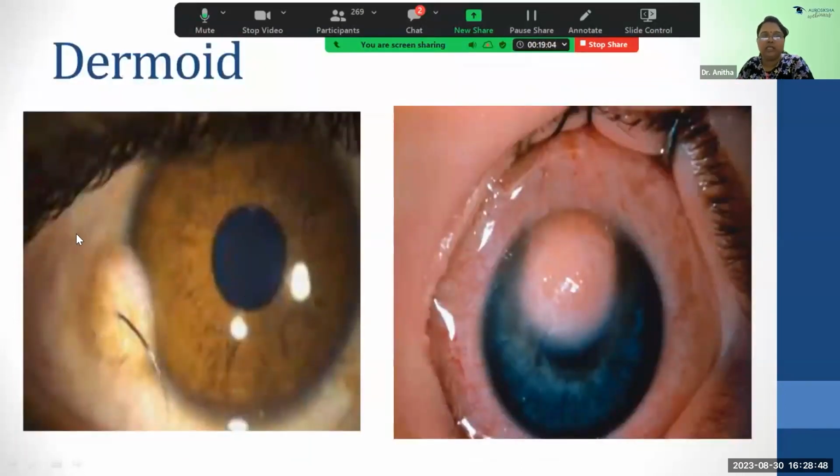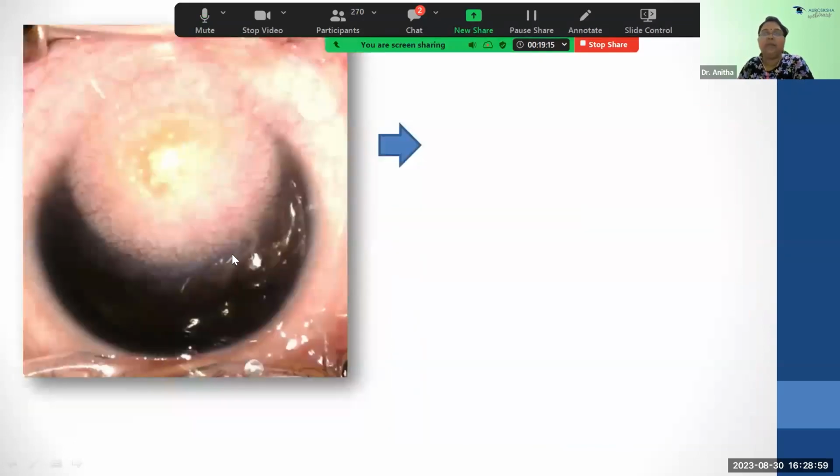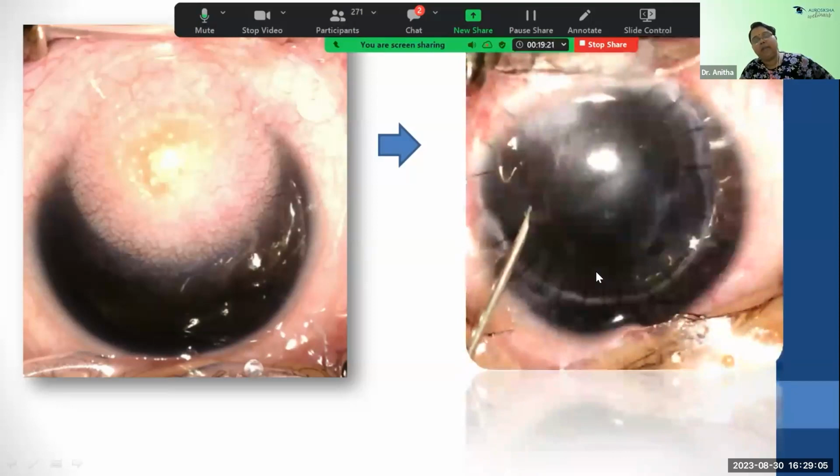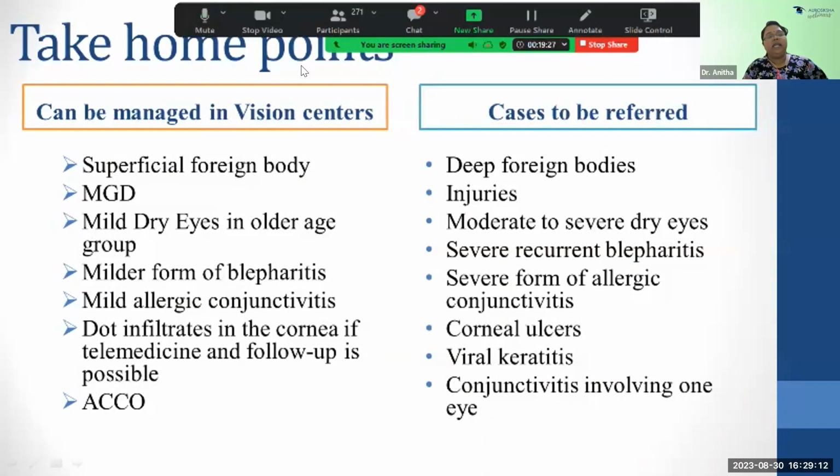So dermoids, limbal dermoids. If the patients are having chronic irritation, they may be referred to the base hospital for excision. This is a corneal dermoid. This patient is a 5-month-old baby who has come to us with a corneal dermoid. We have operated and done a deep anterior lamellar keratoplasty in the patient, and the patient is doing fine. So what are the take-home points?